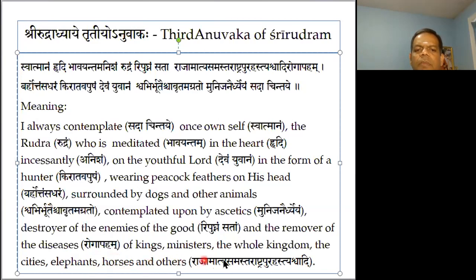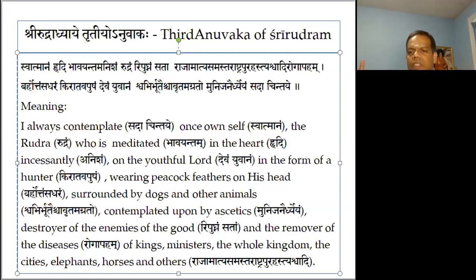Of kings, ministers, the whole kingdom, the cities, elephants, horses, and others. Raja, Matya, Samasta means the entire. Rashtra means nation, cities, whatever you want to call it. Pura, city. Hasti means elephant. Ashwa means horses. So usually the kings have a nation, the country has cities, and within the cities there is the army; the armies of kings had elephants, horses, chariots, etc. Nalpadai, they will say, four forms of army. So Hasti Ashwadi means etc. Adi means etc.